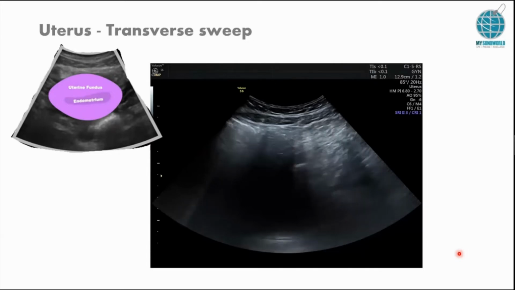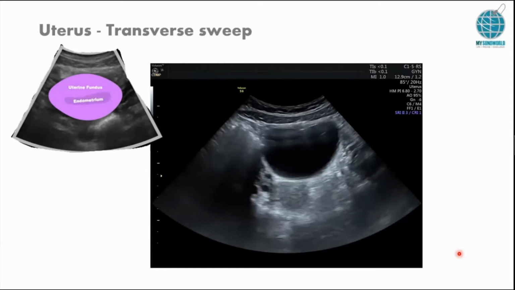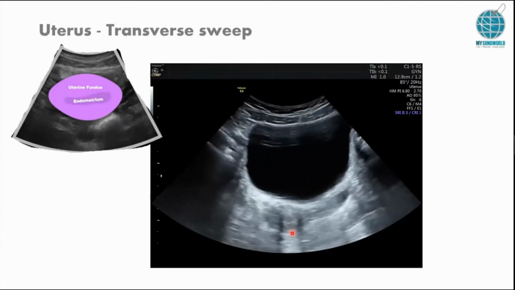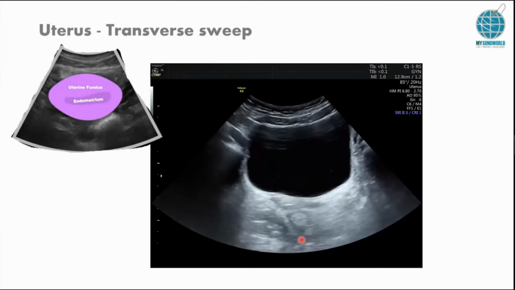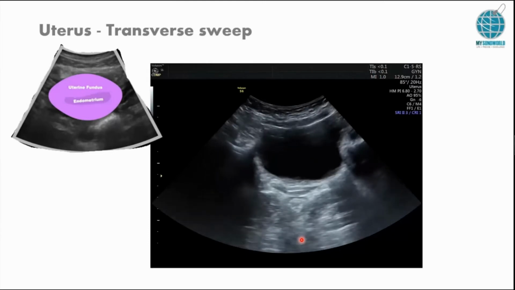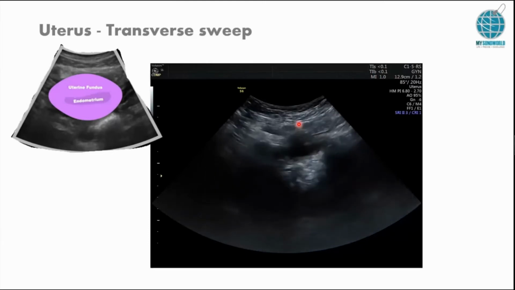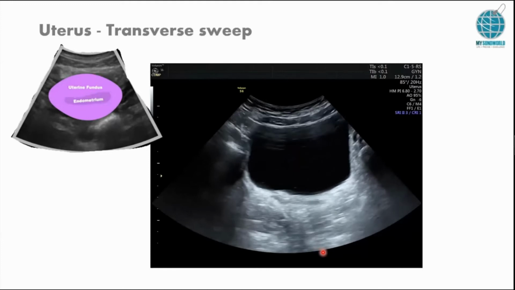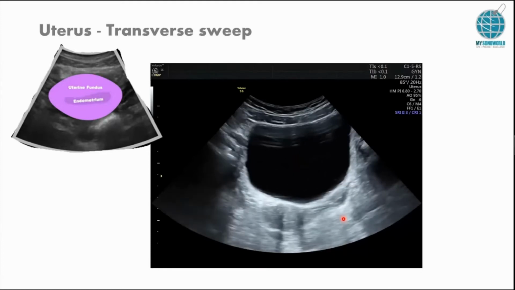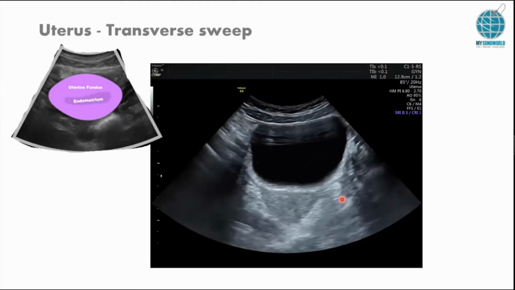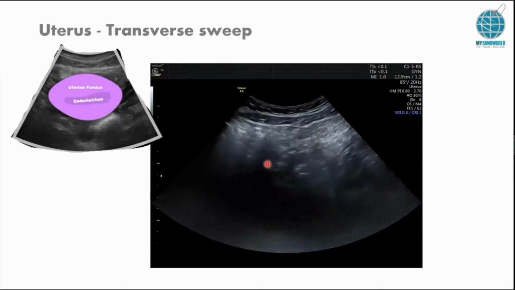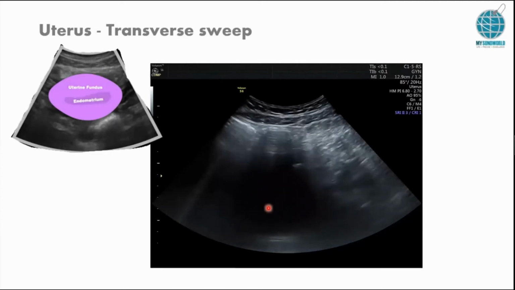Transverse scan, sweep, bladder, start seeing the uterus. And as we go, you can actually see the ovaries. Can you pick up the ovaries? Until finish. Yep. Okay, and then I go more again. I can actually see my ovaries. This is the left ovary. Remember, this is left and this is right ovary. The right ovary.